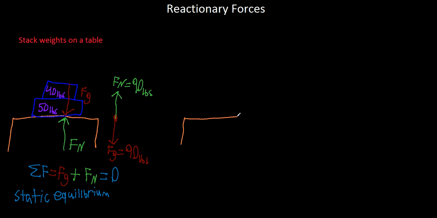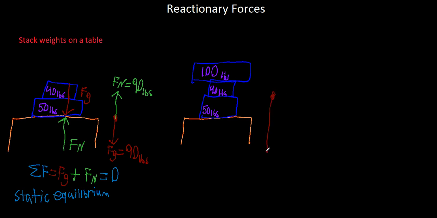So now let's increase the weight. Let's draw another table, and let's draw those same two boxes on top. So we got the 50-pound one, and we got the 40-pound one on top of that. And let's draw an even bigger one. So this one was 50 pounds, and this one was 40 pounds. And let's make this one on top. Let's make it big. Let's make it 100 pounds. Make it way bigger.